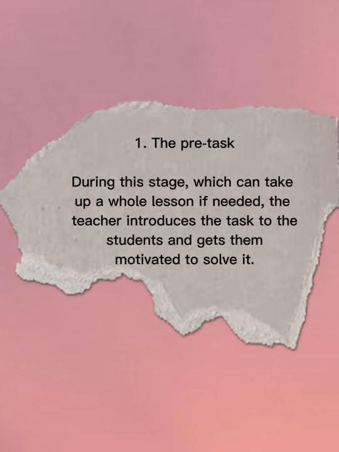task-based learning goals. The first one is the pre-task. During this stage, which can take up a whole lesson if needed, the teacher introduces the task to the students and gets them motivated to solve it. Once everyone is engaged, the teacher should explain what is expected for the task. The verbal explanation can be supported by an example from the teacher or by showing a previous student's work. The teacher can then give further instruction if needed and offer advice on how to approach the task.